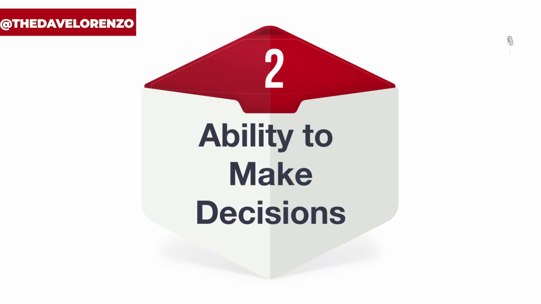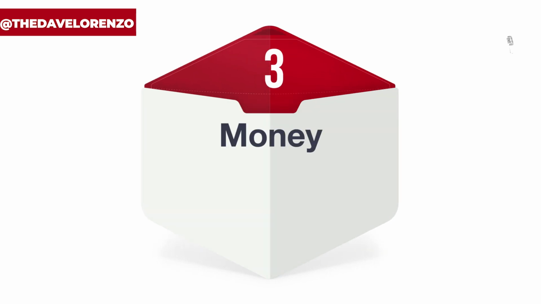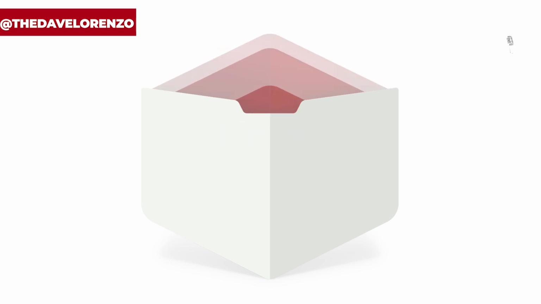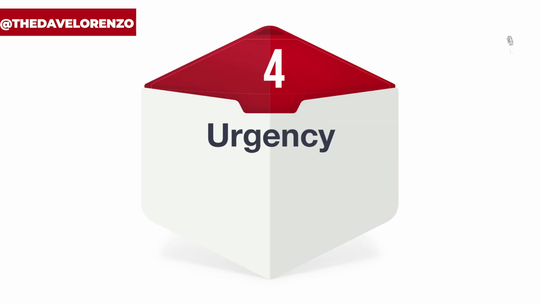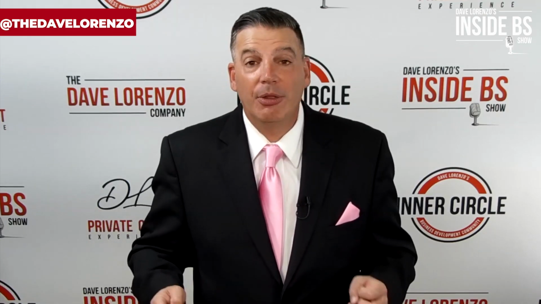You're looking for their ability to make a decision. You want to make sure you're talking to the business owner or the person who is the manager and has budgetary authority. The third thing is you want to make sure they have the money to be able to pay you. The fourth thing, they have to have urgency. They have to want to solve their problem right now. That's what you're calling on the phone looking for.